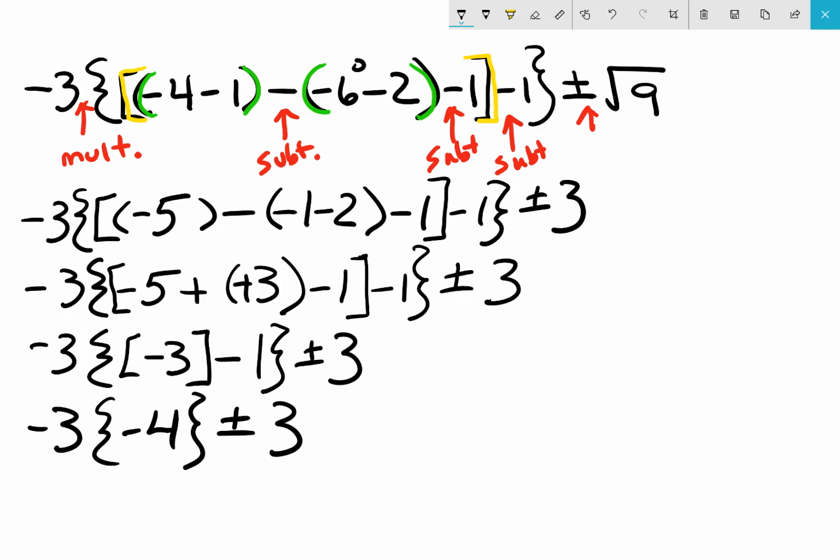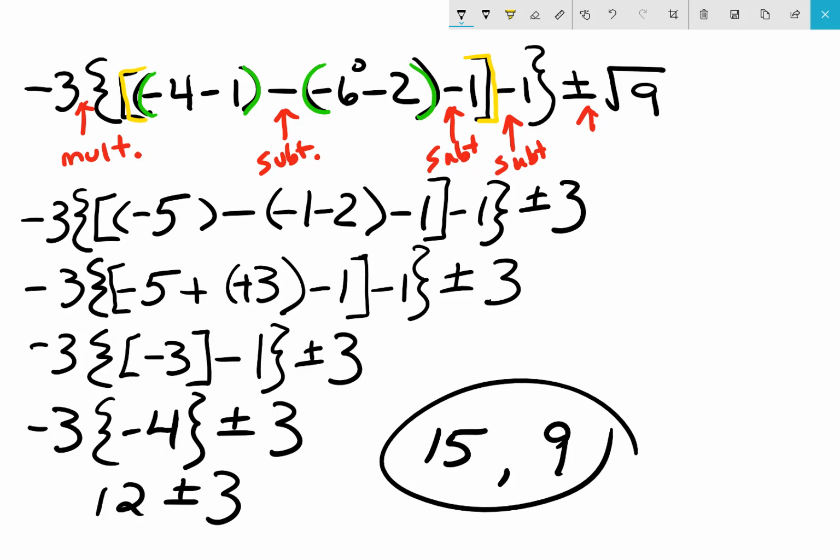So now you can multiply by that -3. -3 times -4 is 12, positive 12. Then you have your plus or minus 3. You're going to have 2 answers. 12 plus 3 is 15. 12 minus 3 is 9. So those are your 2 answers for number 3.